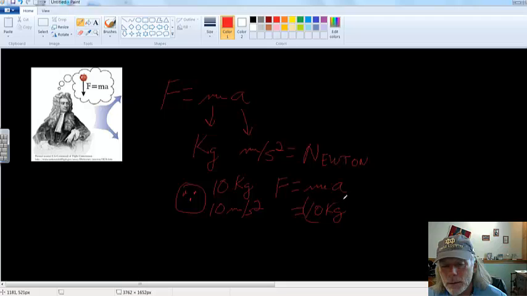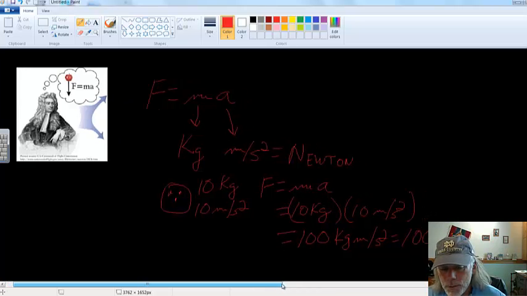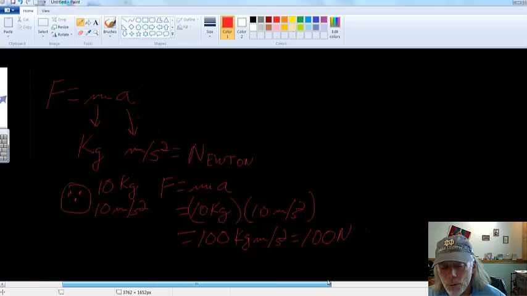And again, I like to put things in parentheses. Whatever works for you is fine. Acceleration is 10 meters per second squared. So if we do the math here, we have 100 kilogram meters per second squared, which equals 100 newtons. So as that bowling ball is flying down the alley and it gets up to the pins, it's going to strike the pins with a force of 100 newtons.